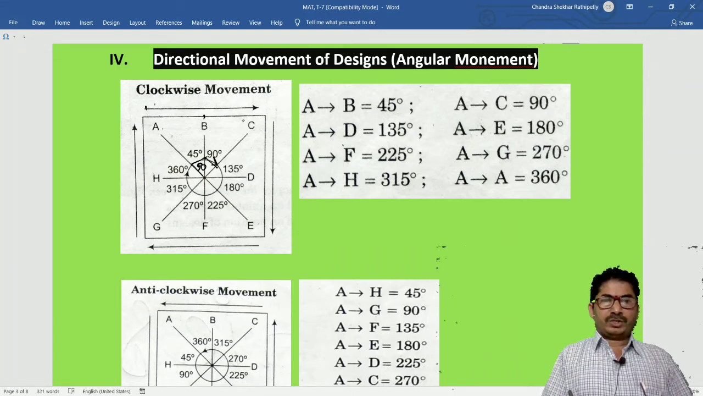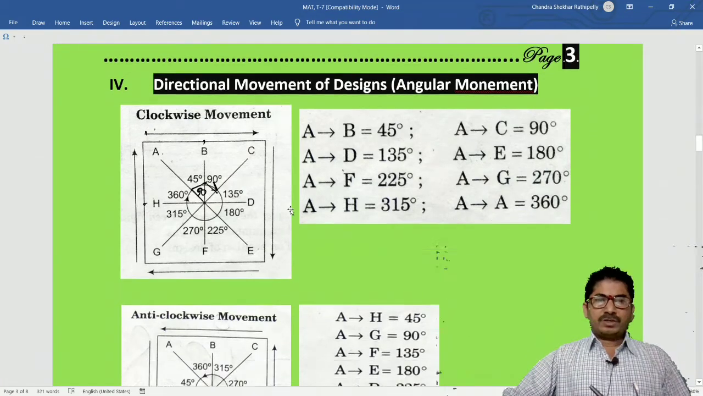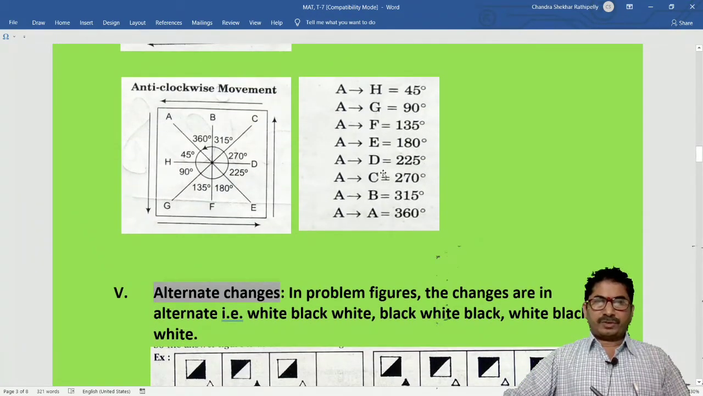A to C, the rotation of movement, 90 degrees, A to D 135 degrees, A to E 180 degrees, A to F 225 degrees, A to G 270 degrees, A to H 315 degrees, A to A complete rotation 360 degrees. This total 360 degrees. This is clockwise movement, clockwise rotation.